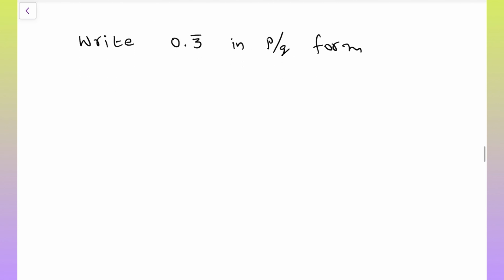The same type of question only they will ask sometimes in cube also. So instead of square, you do cube. That's it. Next, write 0.3 bar in p by q form.